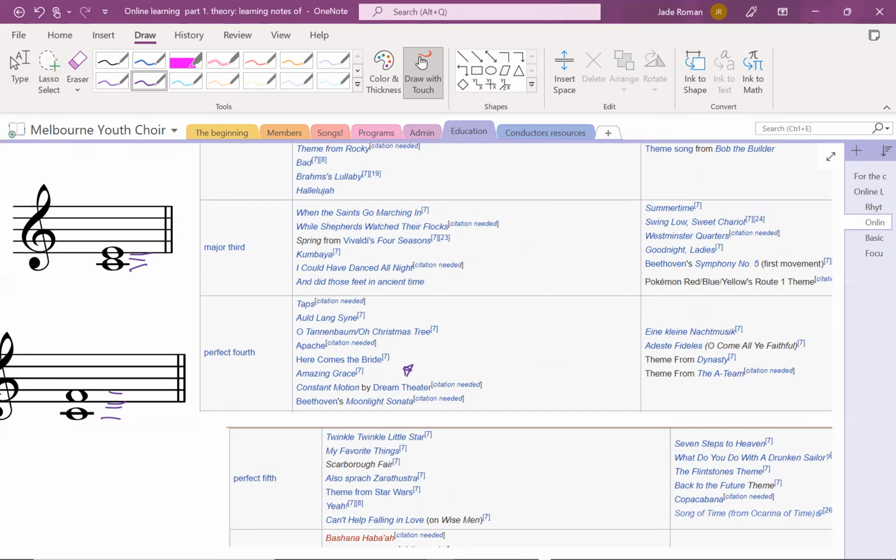Amazing Grace. I know this is a fourth, so if you ever see this, which you will see often, you know, oh, I know what a fourth sounds like. If you're having trouble, I know it sounds like the beginning of Amazing Grace or the beginning of the Australian National Anthem. Now the trick is, these are all starting from the same note.